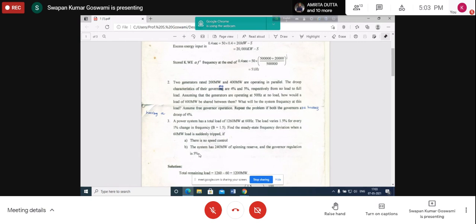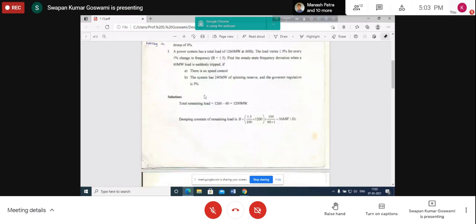Okay. And the system has a 240 megawatt spinning reserve. Load was 1260 megawatt and the spinning reserve was 240 megawatt. So you will be utilizing that data to calculate something. Okay. Now let us see how we can proceed to solve the problem.